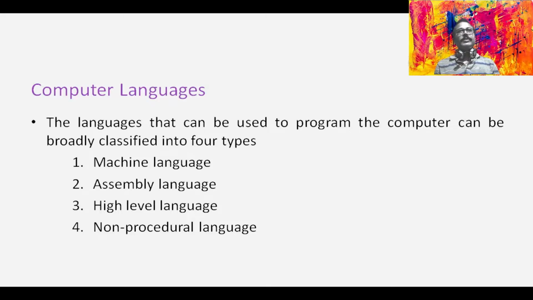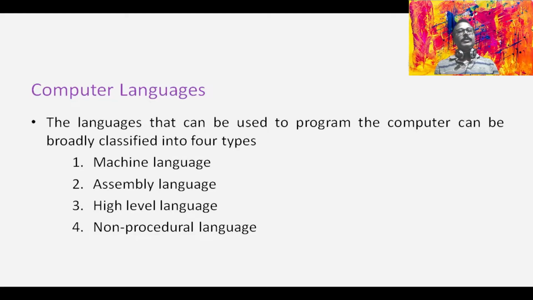Computer languages. What are the languages that are used to program the computer, to interact with the computer? Computer languages can be classified into 4 types. There are other ways of classifying also, but we will consider this classification. They can be broadly classified into machine language, assembly language, high level programming language, and non-procedural language. Generally, we can eliminate non-procedural language also, but it has some specific significant characteristics. That's why we consider it separately.